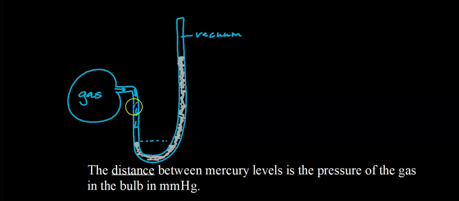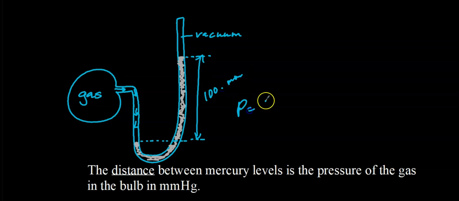We look at the level of the mercury, or the distance that the mercury is pushed up the vacuum tube. So this distance between the mercury levels in the manometer is the pressure of the gas in millimeters of mercury. Sometimes this is actually given as a value in atmospheres or torr. So let's say you measure that distance, it's 100 millimeters. That means the pressure is 100 millimeters of mercury or 100 torr. So again, whatever this is from here to here, that is the pressure of the gas.